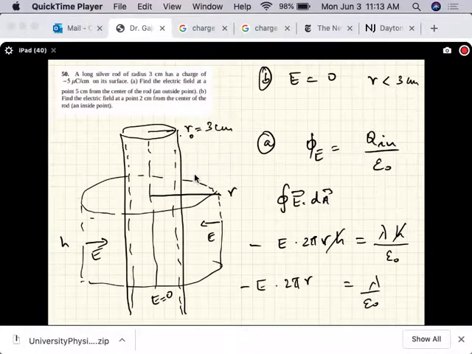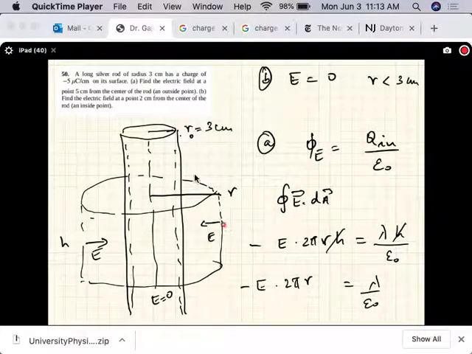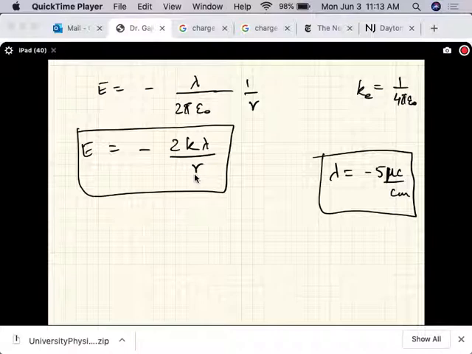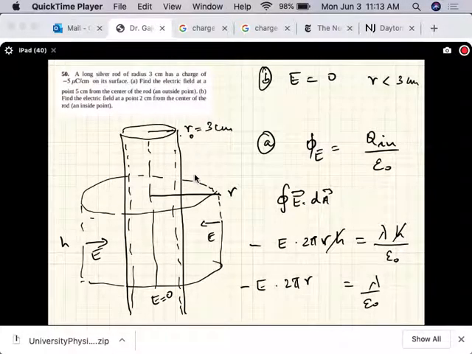So the electric field is pointing inward, and the magnitude is the absolute value of this, and it falls off as 1 over R. So anyway, the point is, for a conductor, as long as you're outside the conductor, this acts like a one-dimensional conductor, a conductor with 0 radius. So once you're outside the conductor, the electric field is the same as if this conductor had no dimensions, if it was a thin conductor.